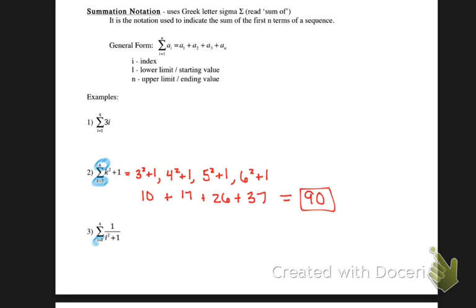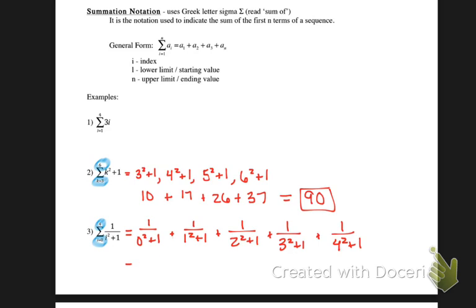Example number 3, our starting spot to plug in would be i is 0, and we're going to keep plugging in until we reach our ending point, which is 4. So we have 1 over 0 squared plus 1. 1 over 1 squared plus 1. 1 over 2 squared plus 1. 1 over 3 squared plus 1, 1 over 4 squared plus 1, and then we're at our stopping point.